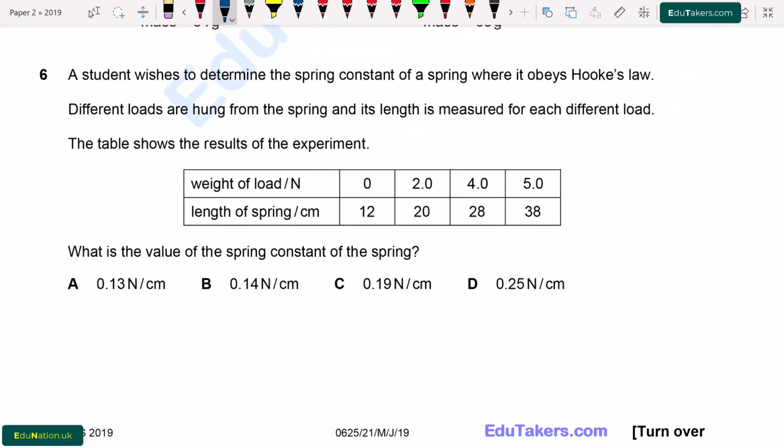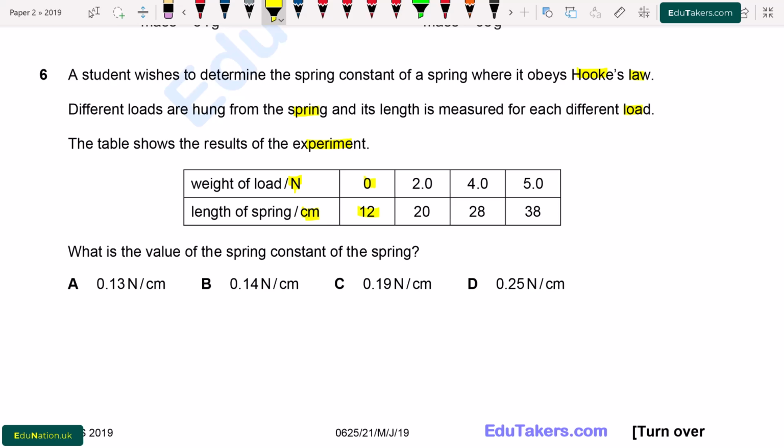Question number 6. A student wishes to determine the spring constant of a spring where it obeys Hooke's law. Different loads are hung from the spring and its length is measured for each different load. The table shows the result of the experiment. The weight of the load is in Newton and the length of spring is in centimeter. First of all, weight is 0 and the length of spring is 12.